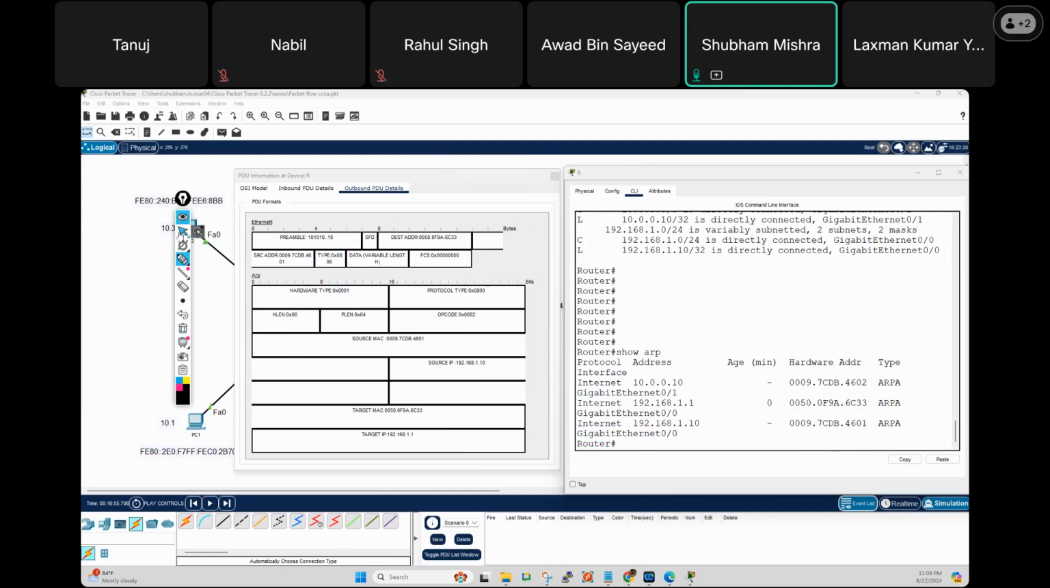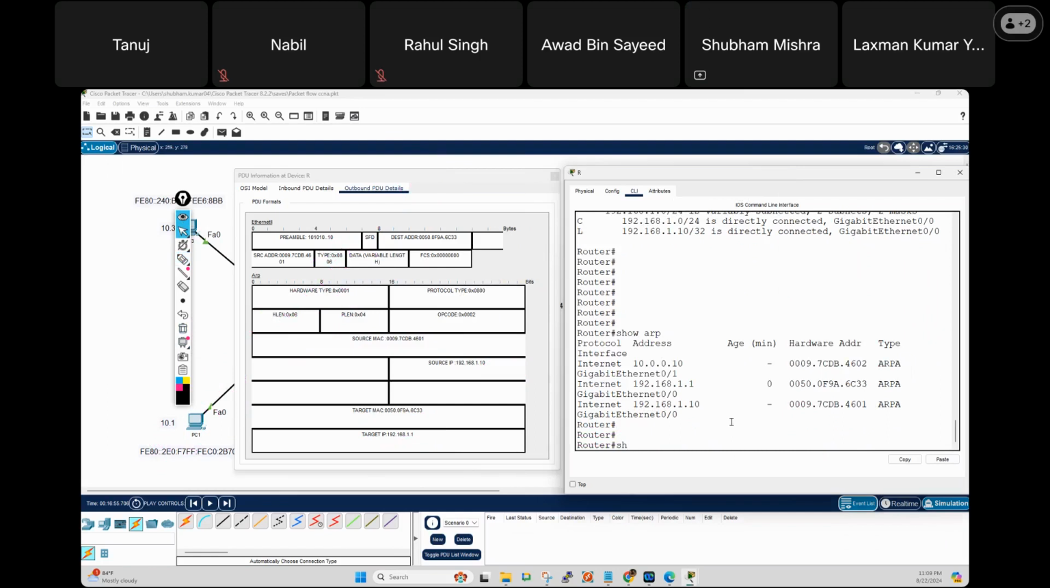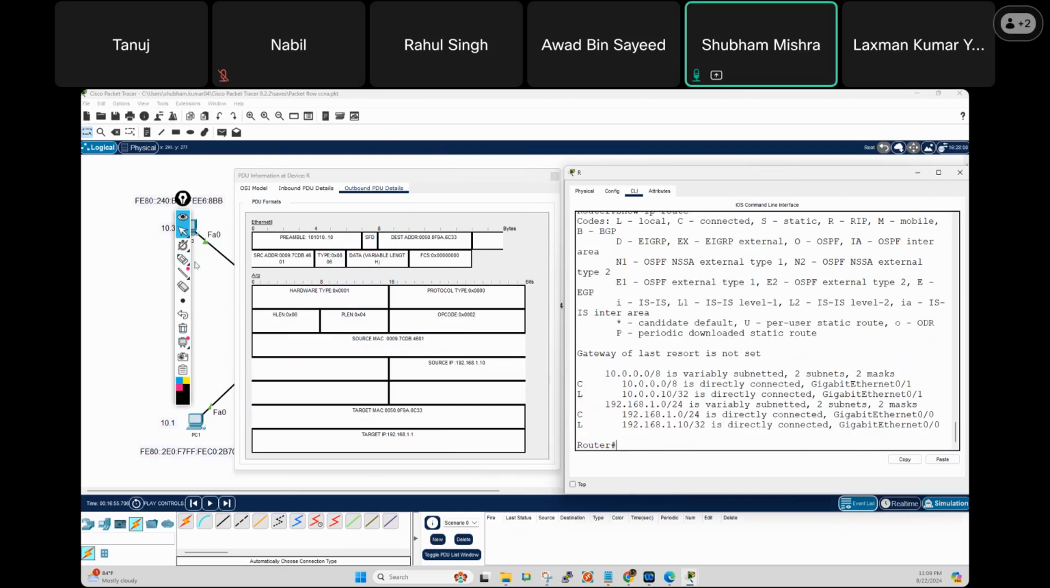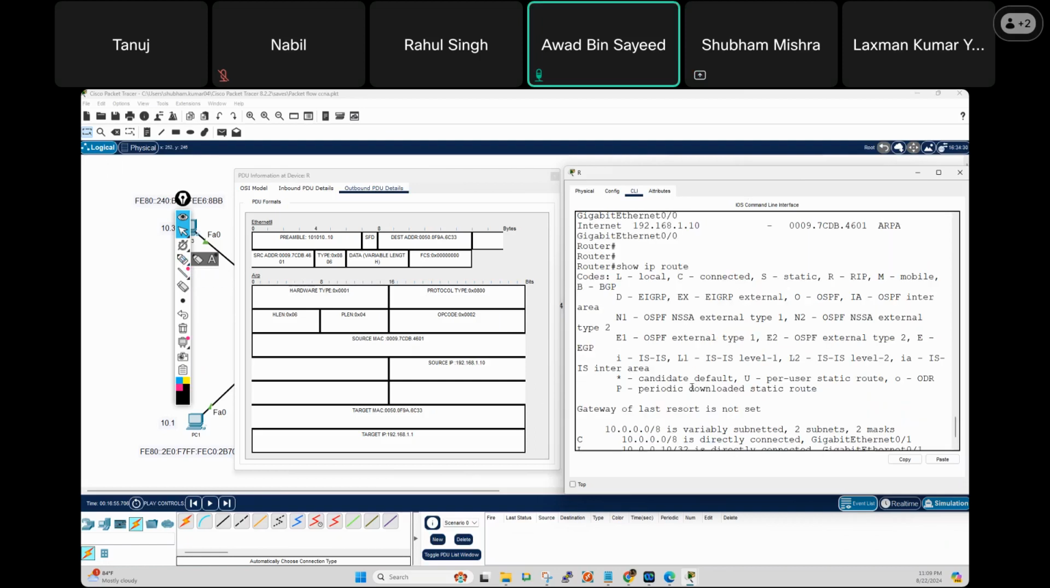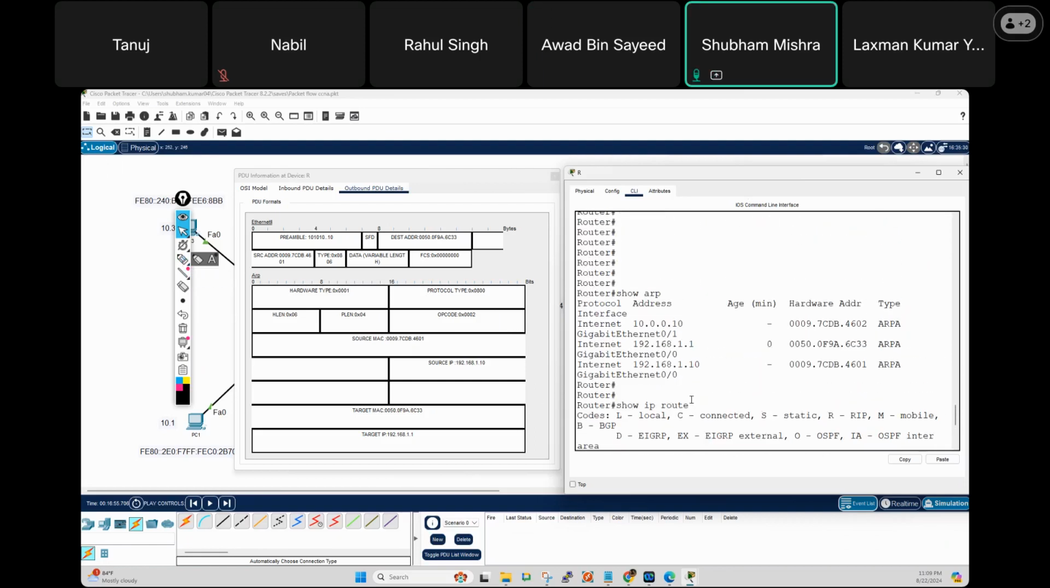Anyone who does not understand, please let me know. So, IP route. When I write this command, which command is this, guys? By the help of this command, what can you check? The routing table. Yes or no? Understand everyone? Yes, sir.